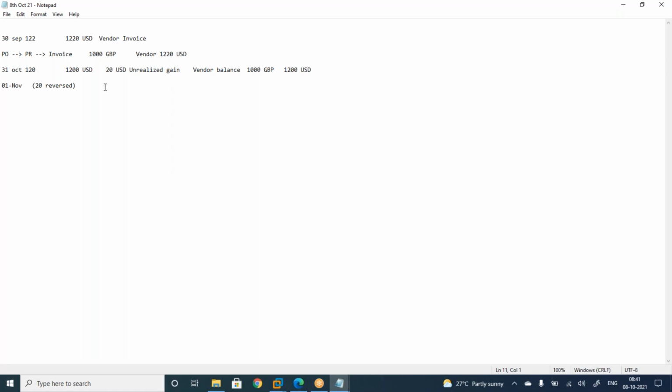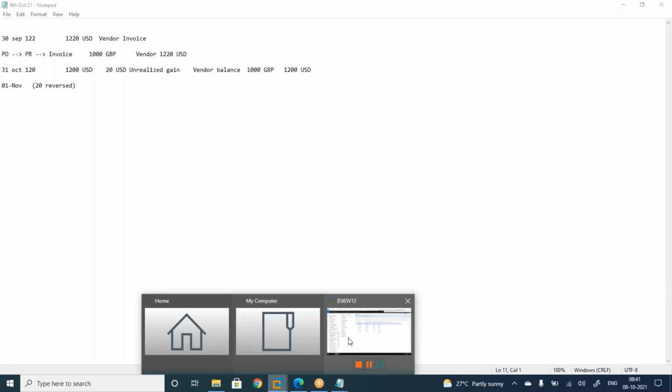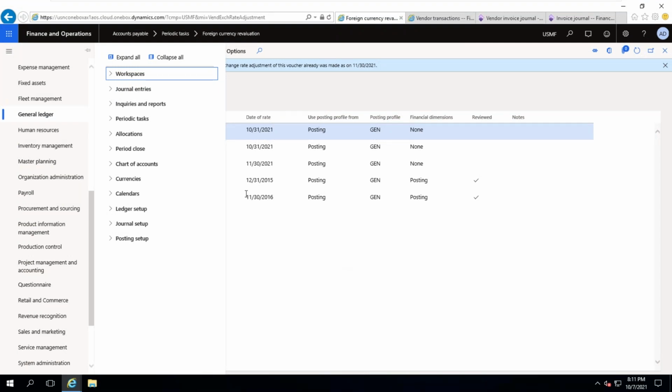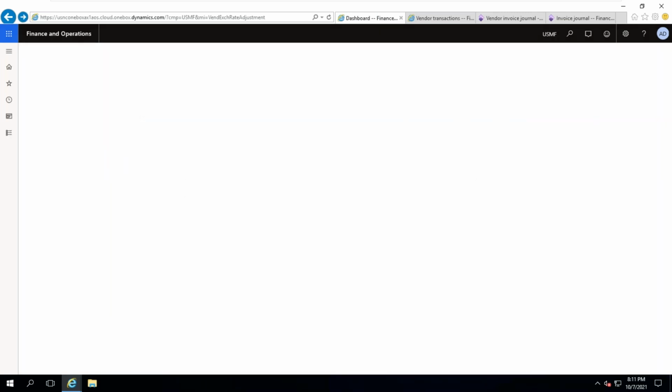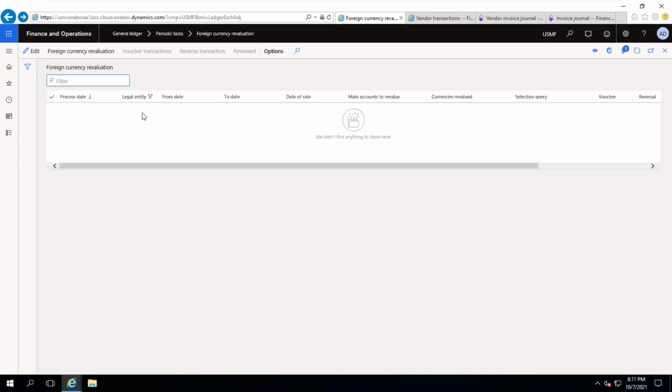Fine. So we understood about AP and AR. In AP, you will find foreign currency revaluation in the periodic task. AR is also the same. Now in general ledger, let us understand foreign currency revaluation. It is a little bit different. Look and feel and function is different.